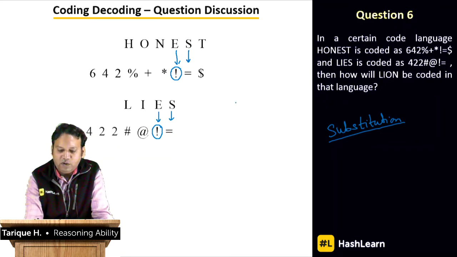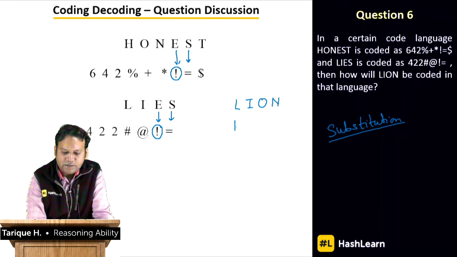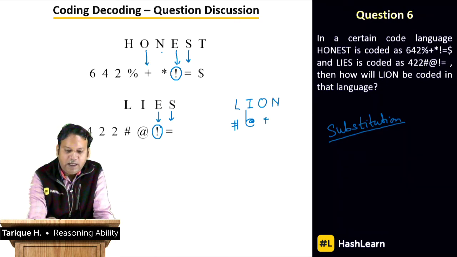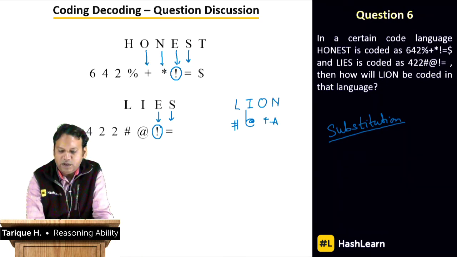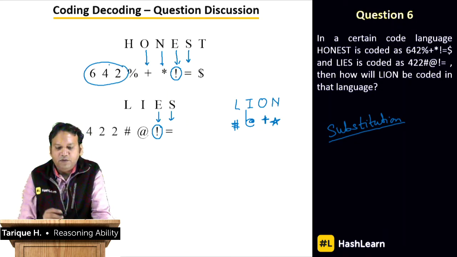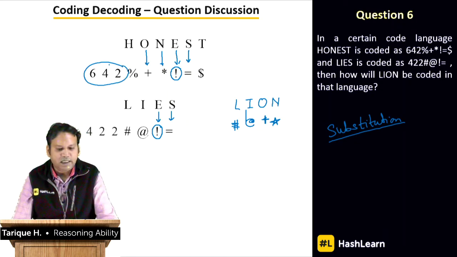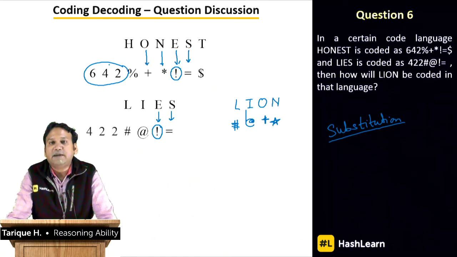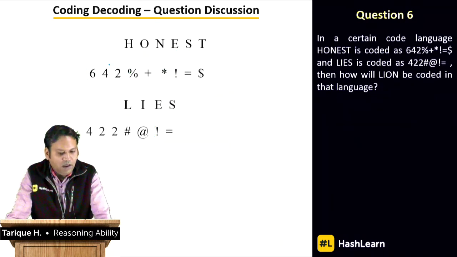And if you want to find out the code for LION, then we can simply say that L will be hash, I will be at, O is plus, and N is star. So we get the code here for lion, that is plus hash at plus and star. But what do these letters signify? If you pay careful attention, you will see that these numbers also have some meaning. What is the meaning here?